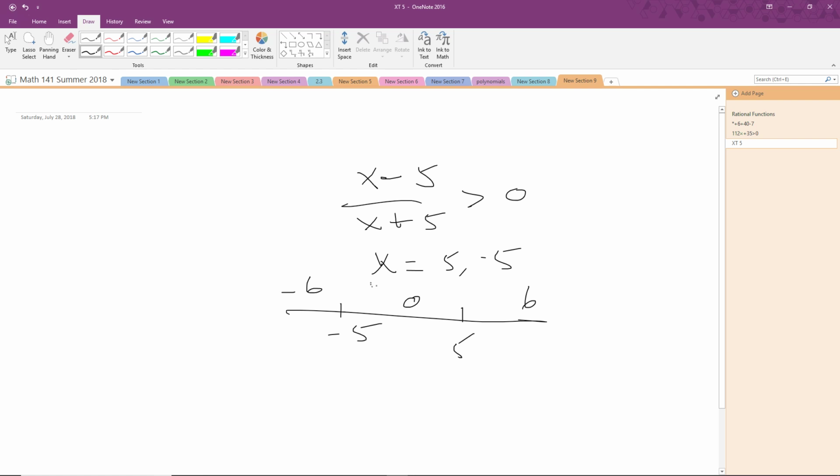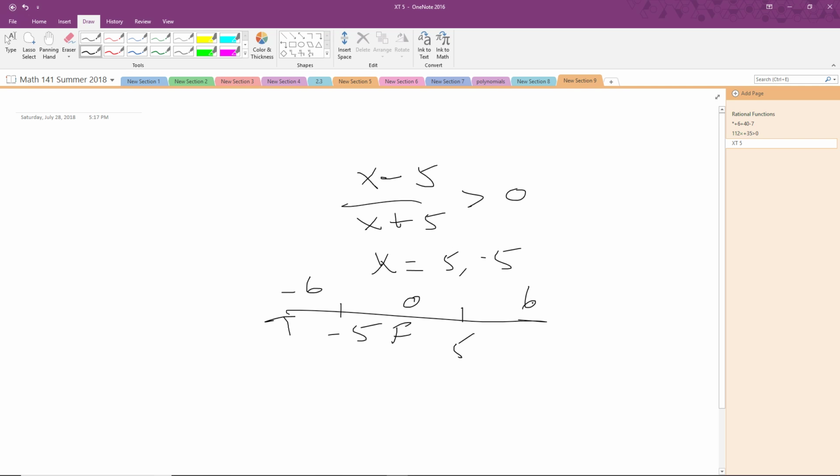And I just have to plug them into the inequality and see if it's greater than 0. So if I plug negative 6 in here, I'm going to have negative 11 on top and negative 1 on the bottom. A negative divided by negative makes positive, so it's true. I'll put T for true. If I plug 0 in, I get negative 5 over 5. That's negative 1. That's false, and that does not satisfy the inequality.